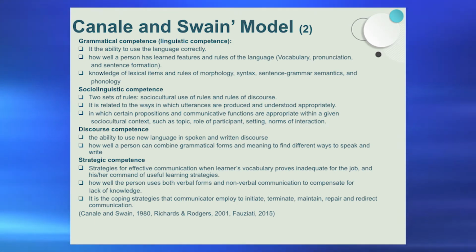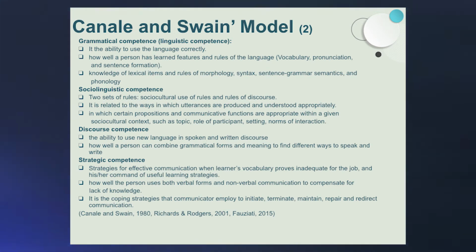The second, sociolinguistic competence. This type of competence consists of two sets of rules. The first, sociocultural rules of use and rules of discourse.